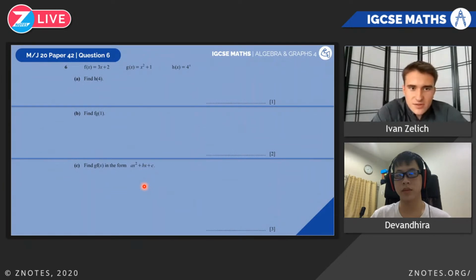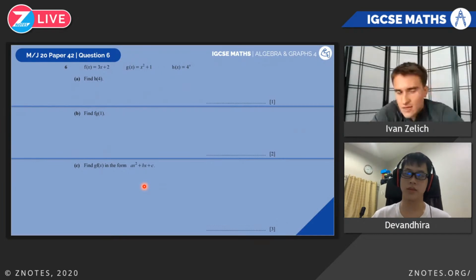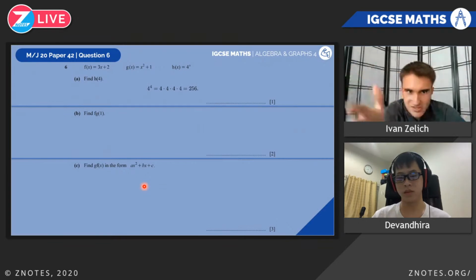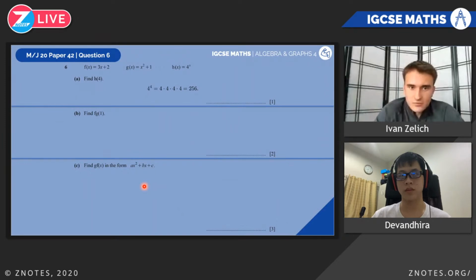Question 6. We have these 3 functions, so I'll say them as they come. So h of x is 4 to the x. Find h of 4. In this case, a function is an input, and you get an output. The input here is 4, and the output is 4 to the x. So it's just 4 to the 4, which I've written as 4 times 4 times 4 times 4 if you want. That's 16 squared, which is 256. So that one's pretty straightforward.